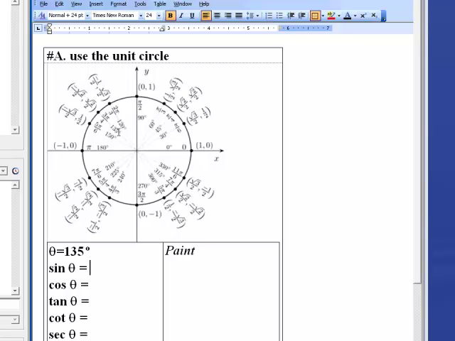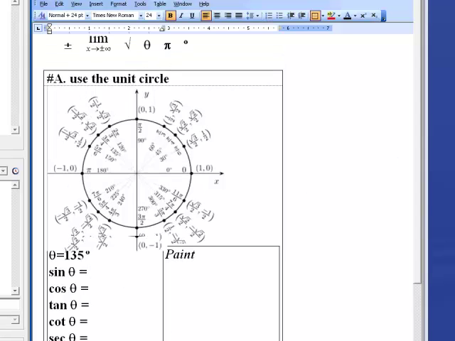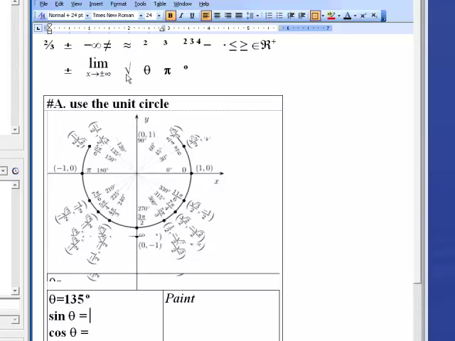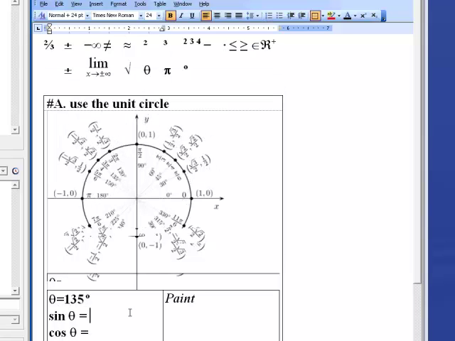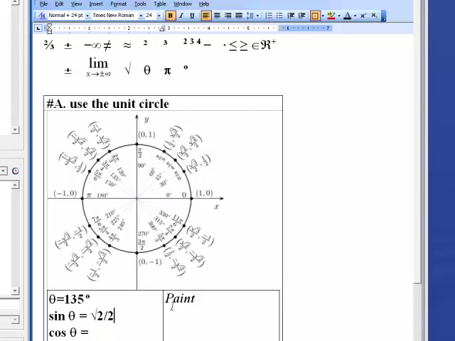So we just read it off the unit circle, 135 degrees. We have a y-coordinate of square root of 2 over 2. And I just noticed I need to borrow the square root sign from somewhere. Square root of 2 over 2. For the cosine, we have an x-coordinate of negative the square root of 2 over 2.